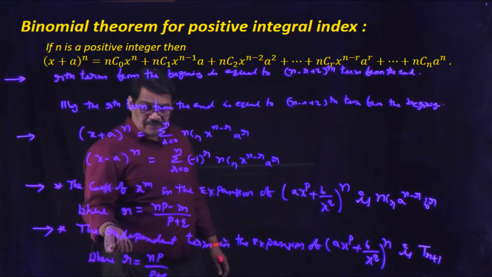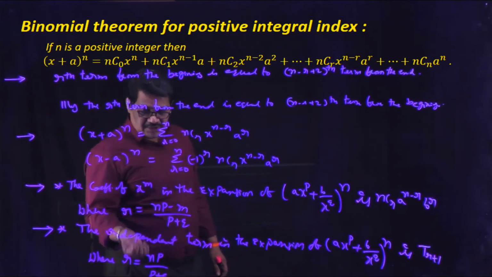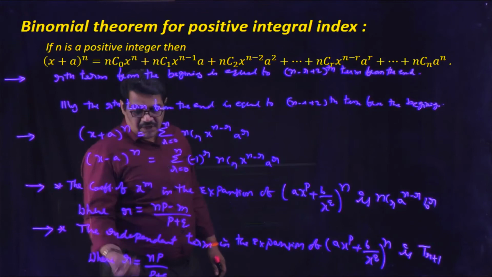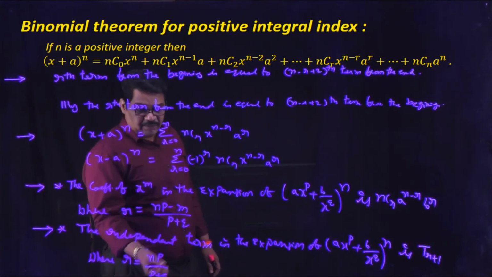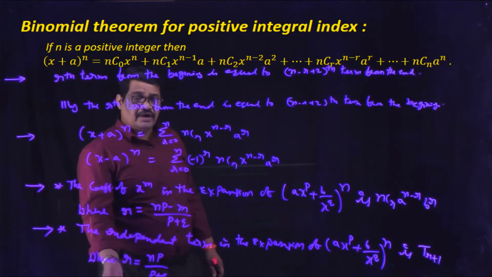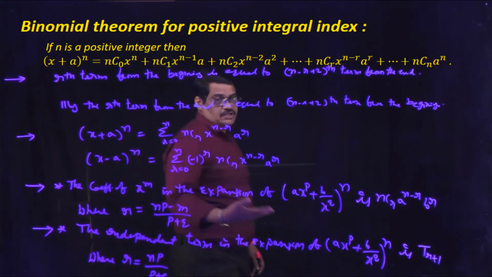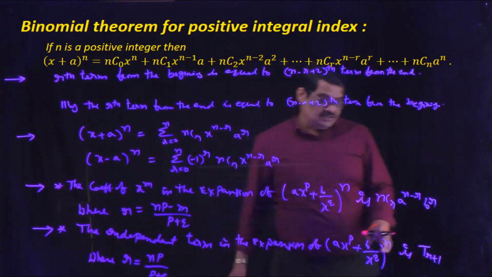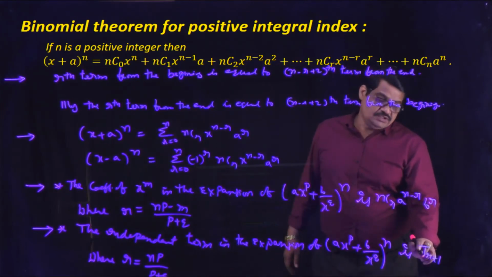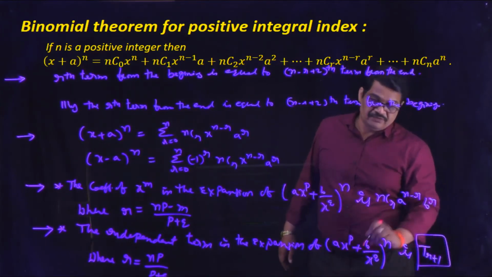Okay, so for the term independent of x, here we take m as 0. Then r is equal to np by p plus q. Then we find r. After finding the r value, what is the term independent of x? That is T(r+1). This is the independent term of x.